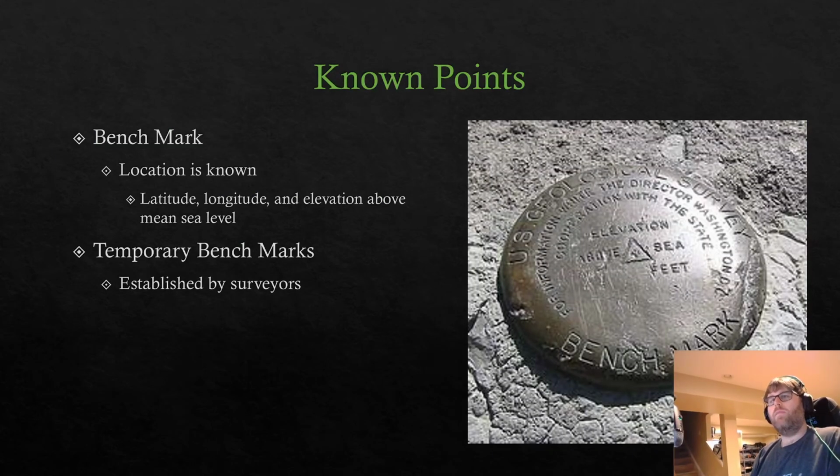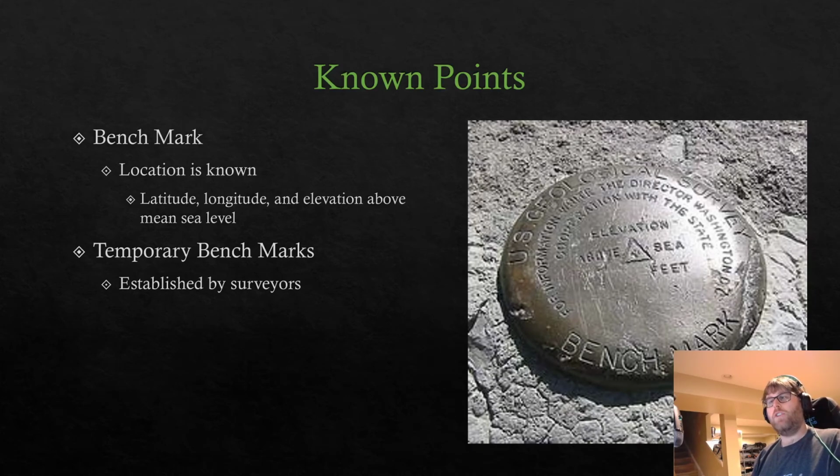There are various points that are known locations. When talking about known points, we have benchmarks, which are permanent markers. With these benchmarks, you know the exact location: the latitude, the longitude, and the elevation above mean sea level. These are set by surveyors, and they each have an ID number. They're this big plate, and you can contact the USGS or the NCGS to get these locations.